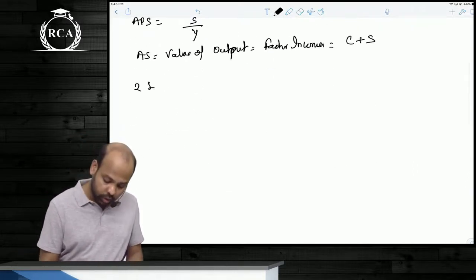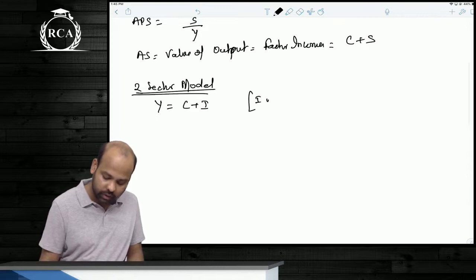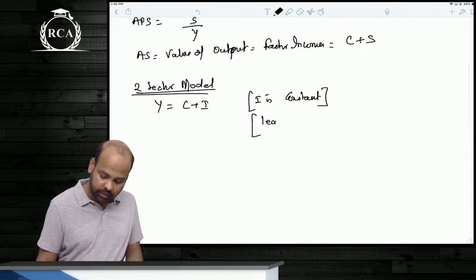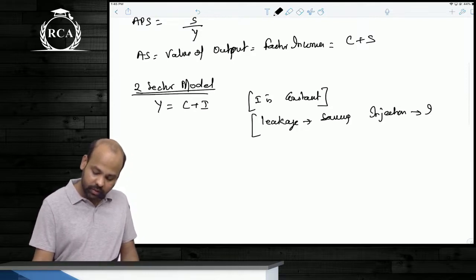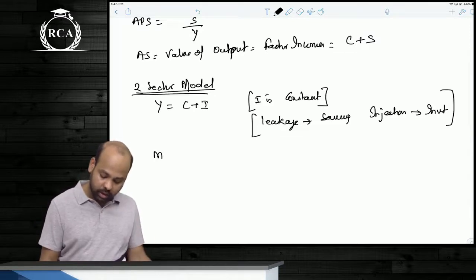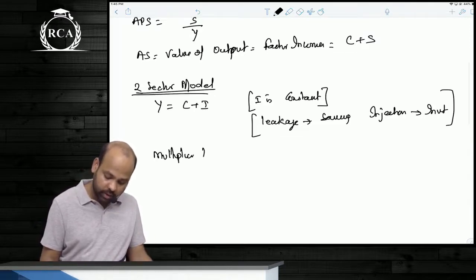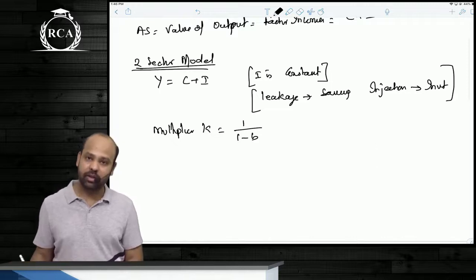Then I told you that in a two sector model, summary of two sector model, you would want your national income to be equal to C plus I. I is constant. Remember, the leakage is in the form of savings, and injection is investment. Okay? And your multiplier k is equal to 1 divided by 1 minus b. This is what we have learned here. Nothing else.